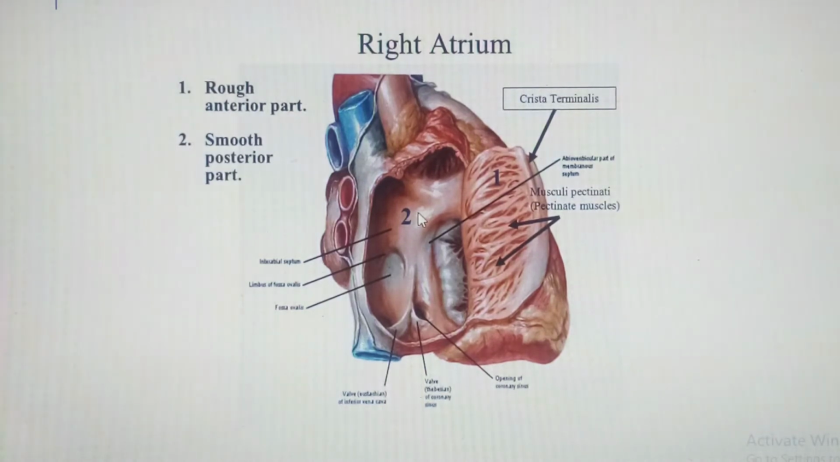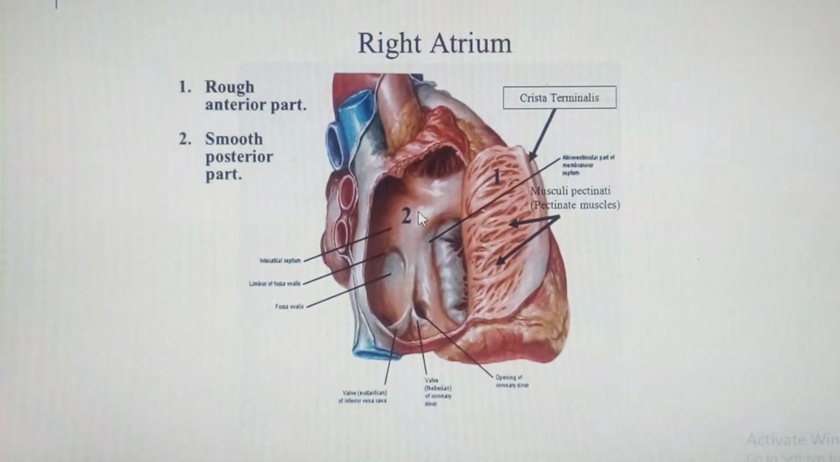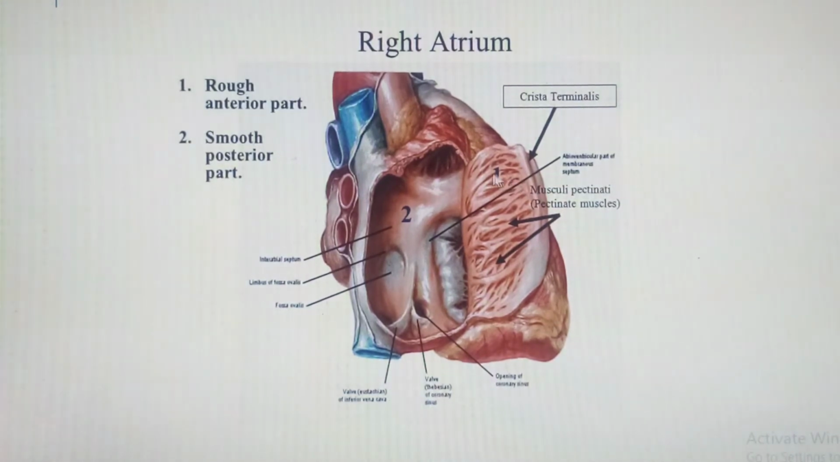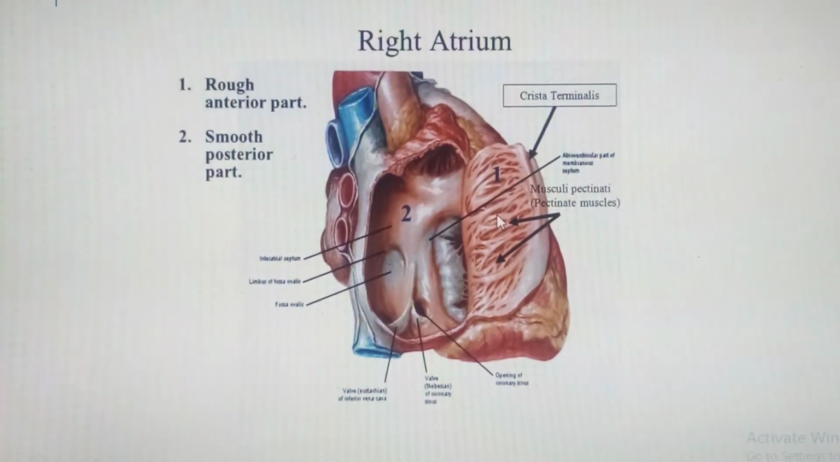So these are the smooth posterior part, which we are calling the sinus venarum. Now, in fetal life, we call it the sinus venosus. So if we hear sinus venosus, we are still talking about the posterior smooth part of the right atrium, but in fetal life it is called sinus venosus. So here is the posterior aspect, and the anterior aspect, which is rough, is what we call the atrium proper.